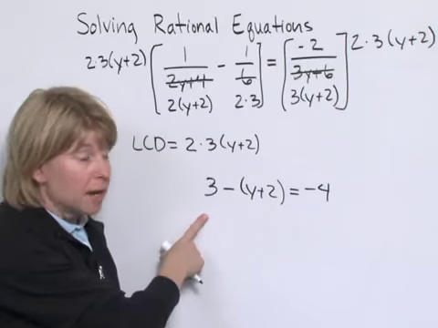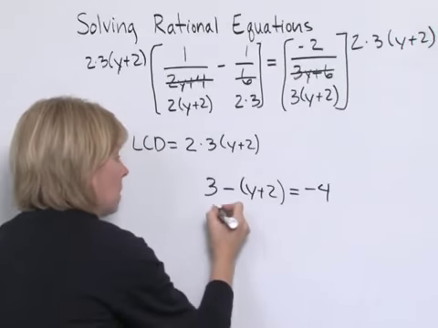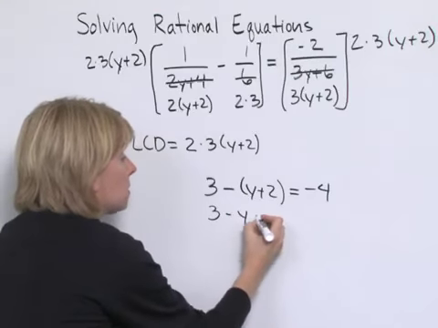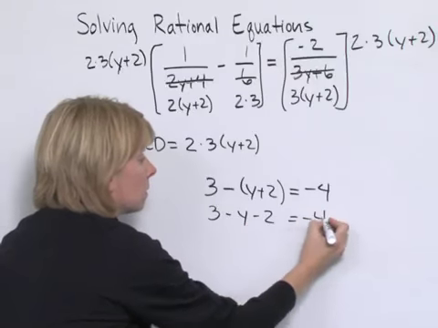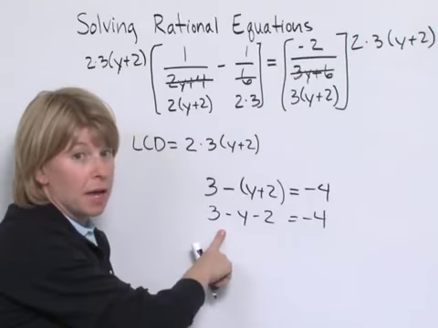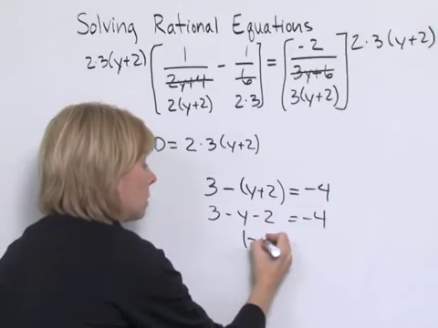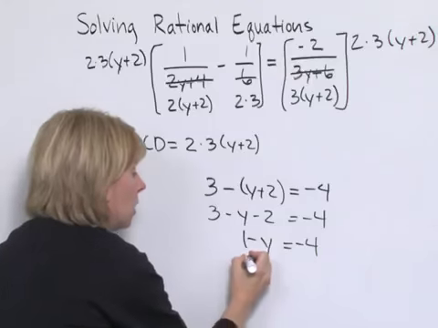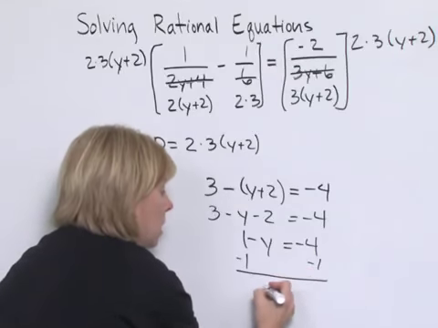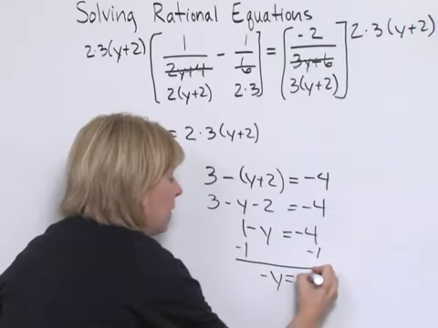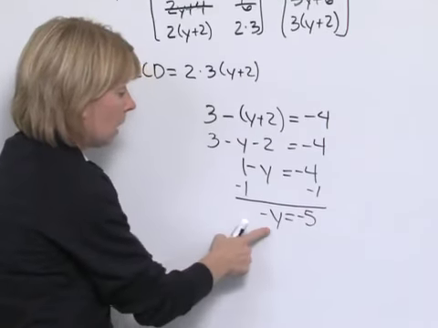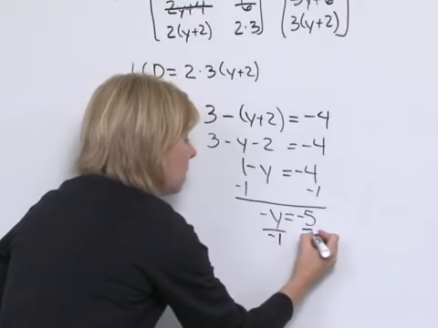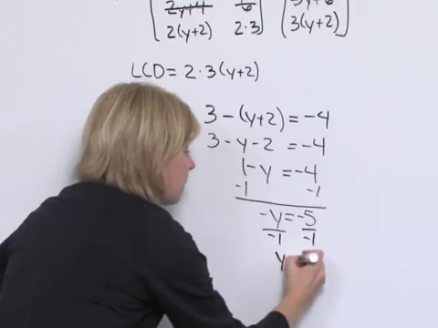Now I've got a linear equation that I can solve. This minus sign in front of the parentheses carries through both terms. Now I can simplify here. 3 minus 2 is 1. And I'm going to subtract 1. And I end up with negative y equals negative 5. And here, if I divide both sides by negative 1, I'll have positive y equals 5.